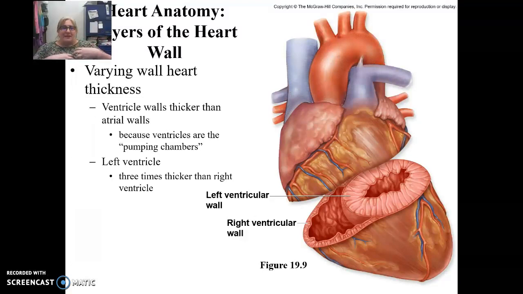But the left ventricle is pumping blood from the thoracic cavity to the brain, all the way down to your toes, to your fingers, so all over. And because of this, it has to have more power because it has to pump blood farther away.